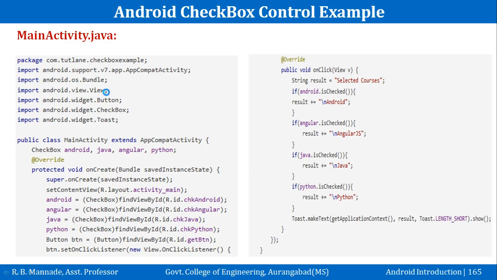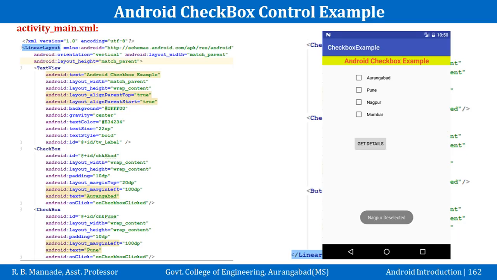As shown in this diagram or figure, this text view is used to give a title to this application. Whatever text is here, Android checkbox example, is shown by this text view. It is shown with various effects and formatting because there are a number of attributes here. For example, the background color is this one, gravity is center, then text color is this one, text size, and text style is bold, likewise.